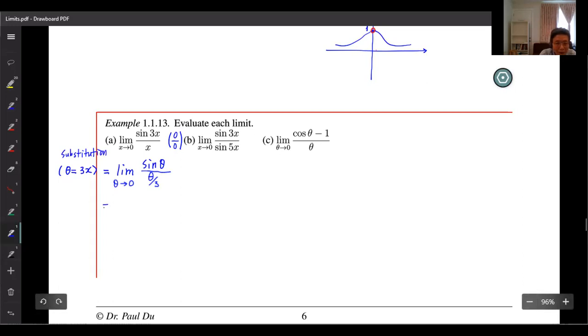Now we can see we got this. You see, we flip the denominator fraction. Now we can use a basic rule. We can bring out the constant. Then we take the limit of this. This basic limit we know is 1. So we got 3.